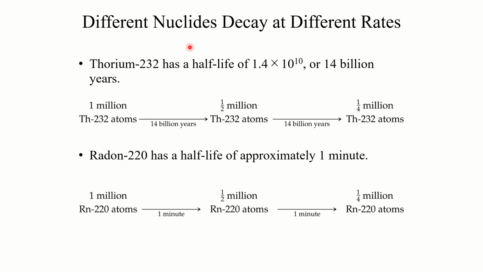All right, next we're going to explain how different nuclides decay at different rates. So an example here would be thorium-232, a very, very stable nuclide. It has a half-life of 1.4 times 10 to the 10th, or 14 billion years. So it would take 14 billion years for half of these thorium atoms to decay. Whereas radon-220, pretty unstable, has a half-life of only 1 minute. So every 1 minute, half the radon-220 atoms would decay.